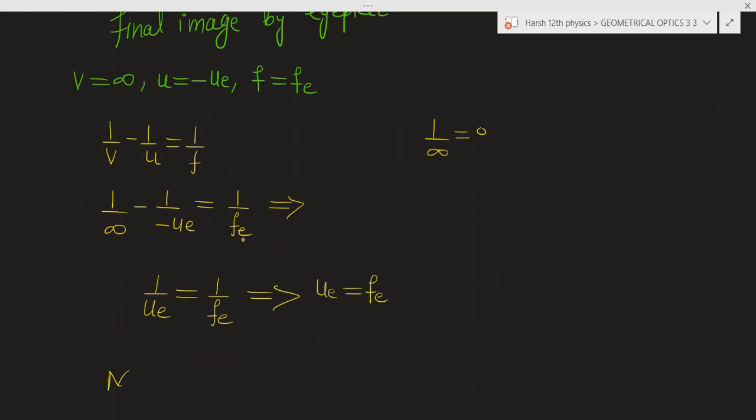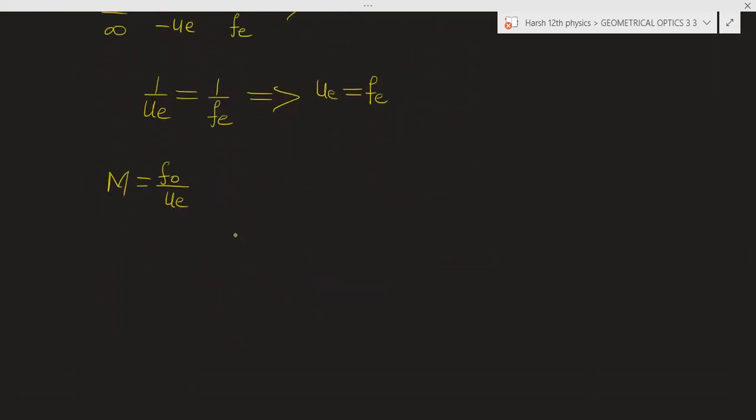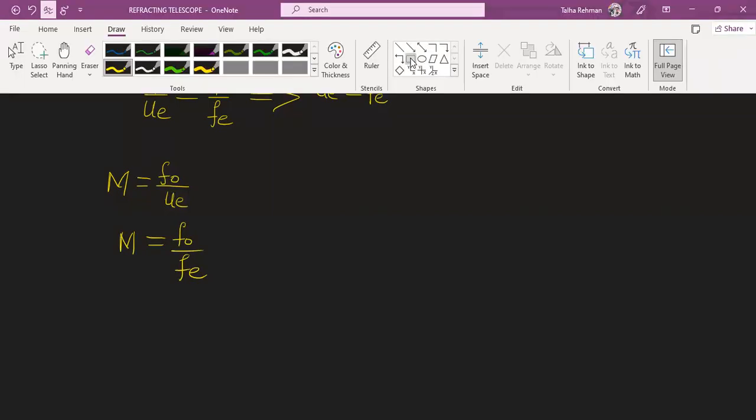Now the magnification of the telescope is the focal length of the objective lens divided by ue. So you will get the magnification m equal to fo, and instead of ue you can write fe. So this is the value of magnification you will have.